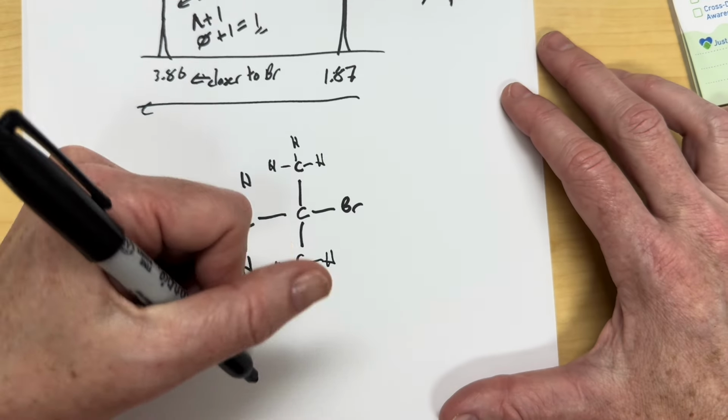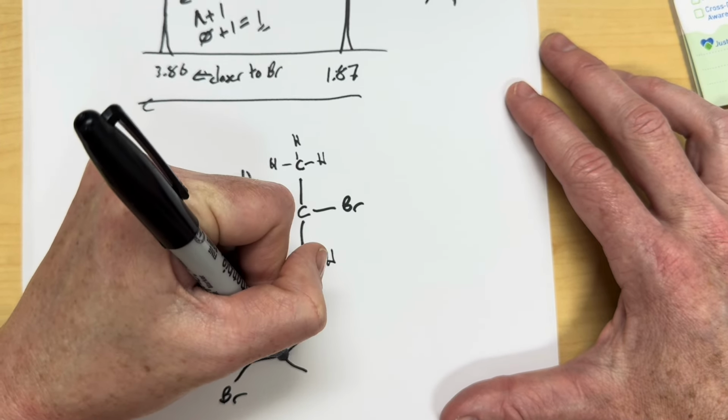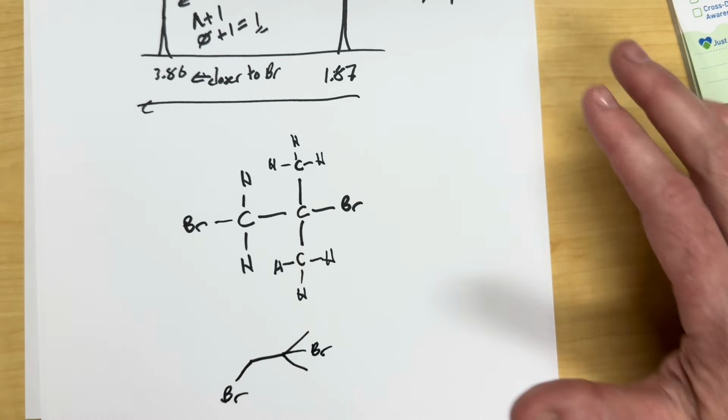If you wanted to draw it prettier, you could draw it something like that. You put the bromine anywhere you want to.